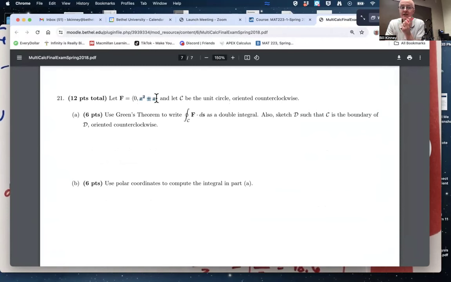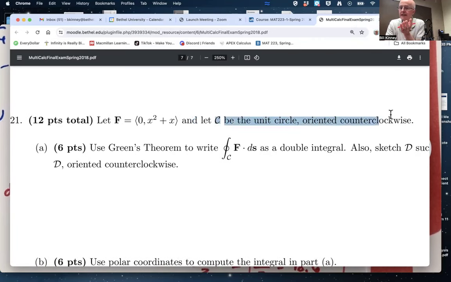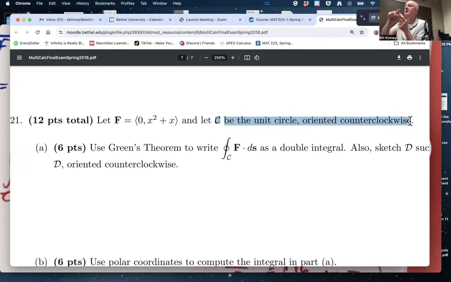Nx minus My. Nx here you can see is going to be 2x plus 1, the derivative of N with respect to x. My is going to be 0. You're going to be integrating 2x plus 1, a double integral of 2x plus 1 over a disk. C is the unit circle oriented counterclockwise. Green's theorem is stated in terms of a counterclockwise orientation to your closed curve, where the region is inside the curve to your left as you go around.